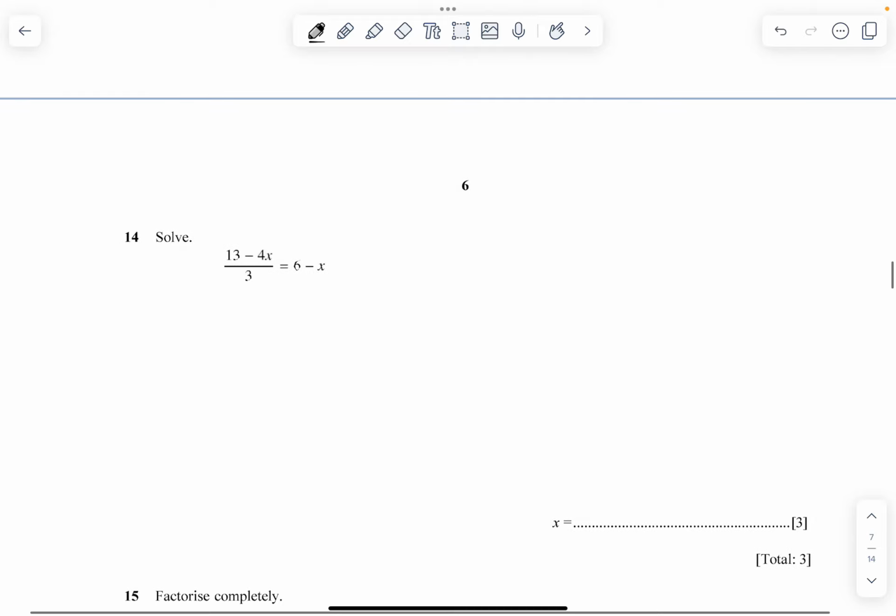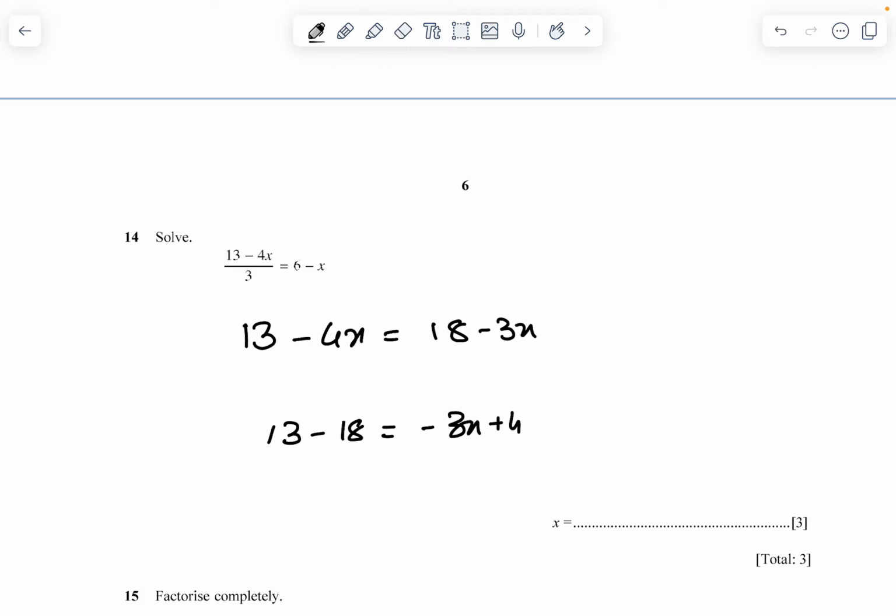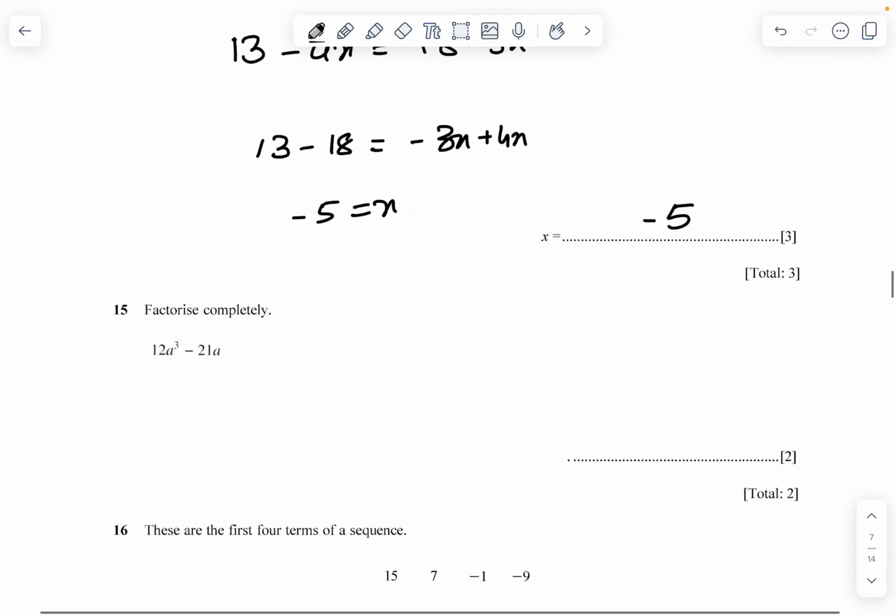Question number 14. Solve it. So cross multiplication. I'm going to get 13 minus 4x equals to 18 minus 3x. So 13 minus 18 equals to minus 3x plus 4x. Negative 5 equals to x. So x equals to negative 5.